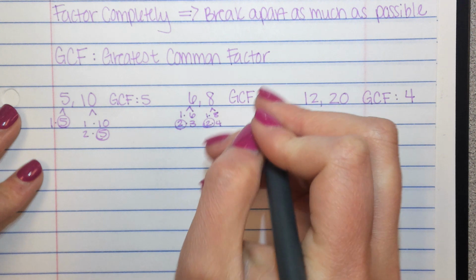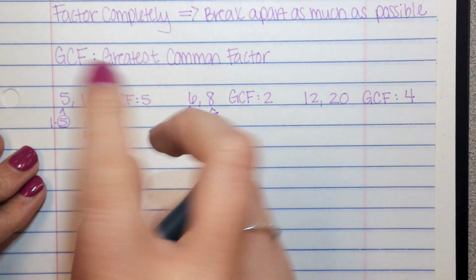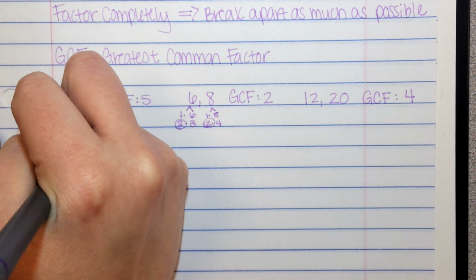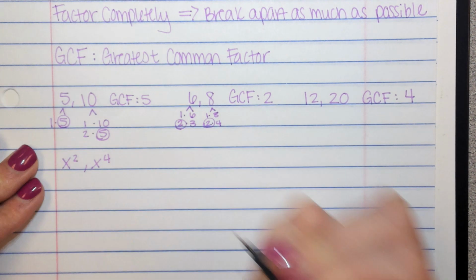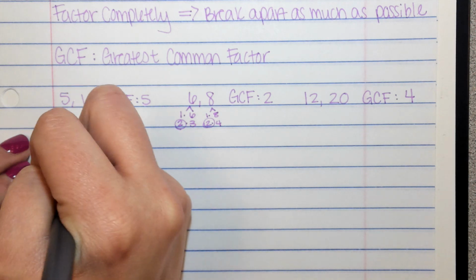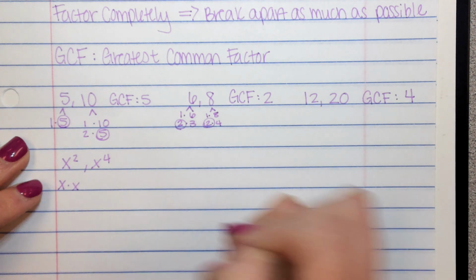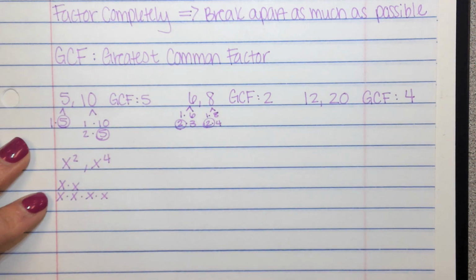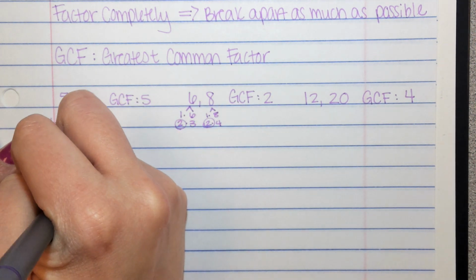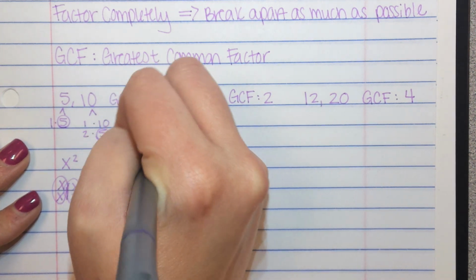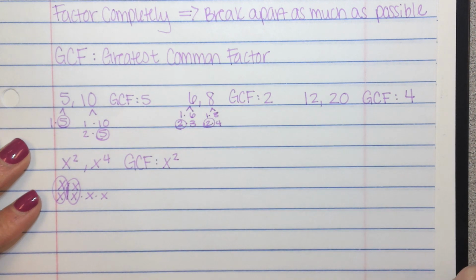Okay? We can also talk about variables. So if we have x squared and x to the 4th, we need to figure out how many x's they have in common. You can do this a couple different ways. So you can line up the x's. So x squared is x times x. X to the 4th is x times x times x times x. So you can write it all out. And how many pairs can you make? 1, 2. So that means the GCF of those is x squared.